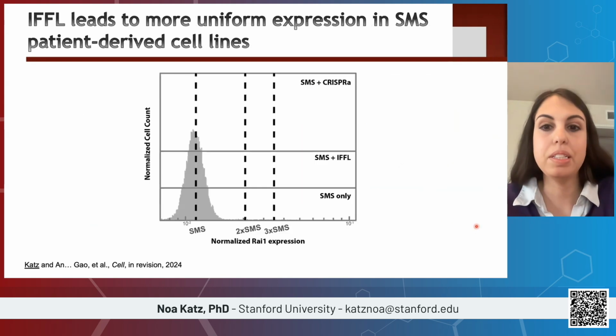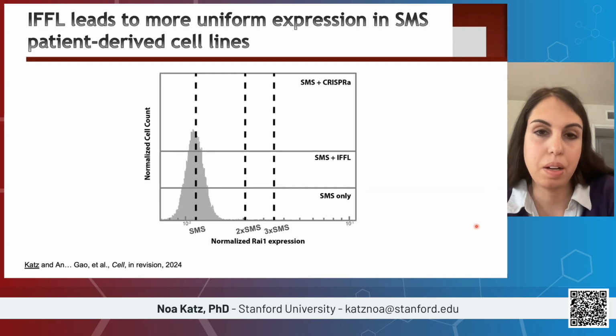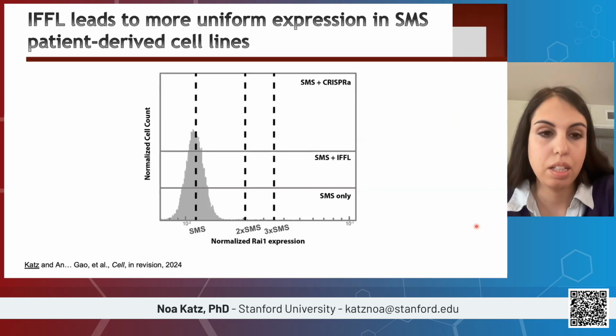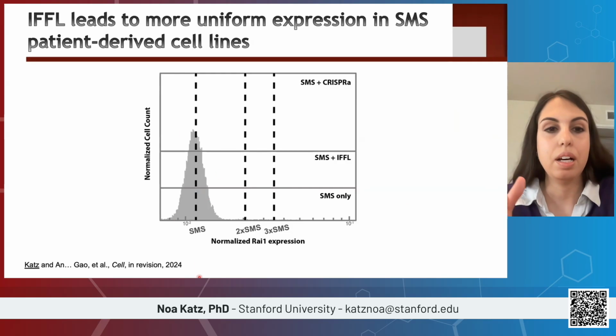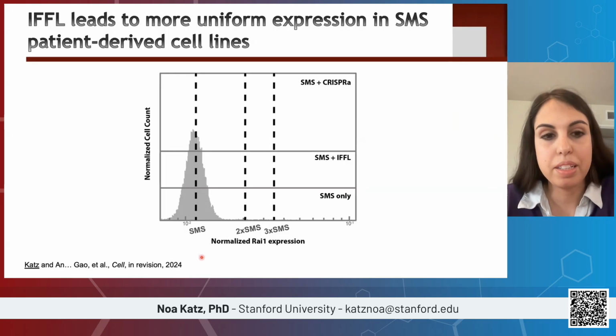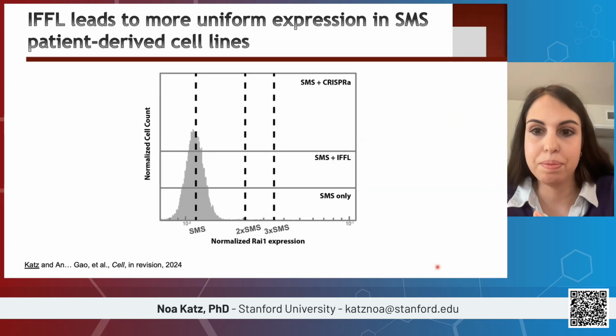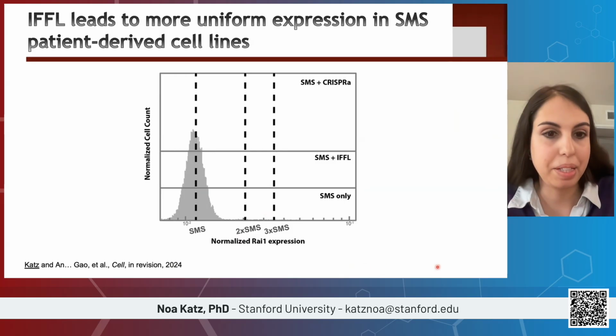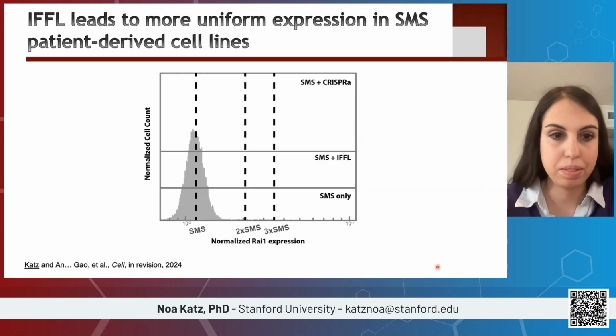And so this was promising. So we did the next step. We did something very similar, but here we're targeting SMS patient-derived cell lines. And here you can see the SMS signal for RAI1 as measured this time by flow cytometry. I'm also plotting the 2x SMS line and the 3x SMS line to give you an idea of where we would like to be in terms of healthy amount.